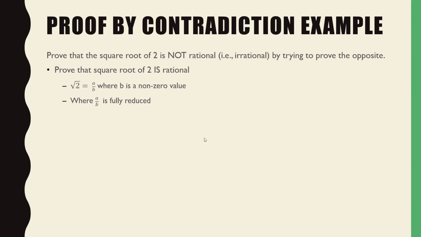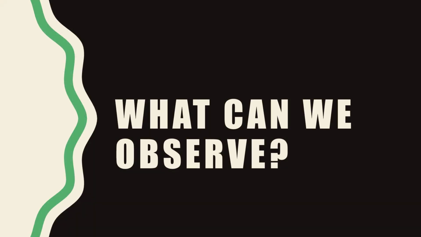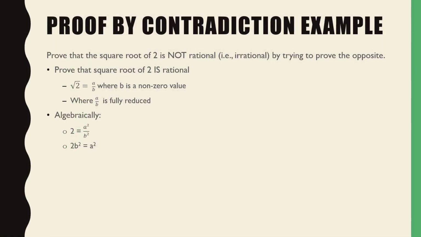Okay, so here's our premise. Let's move on. Algebraically, would you agree with those two statements? If I squared both sides of this, I would get this. And then I could rearrange that to that. Agreed? So look closely at that. What can we observe about that? 2b squared equals a squared. You'd have to say that a squared is even. A squared is even. Very good.